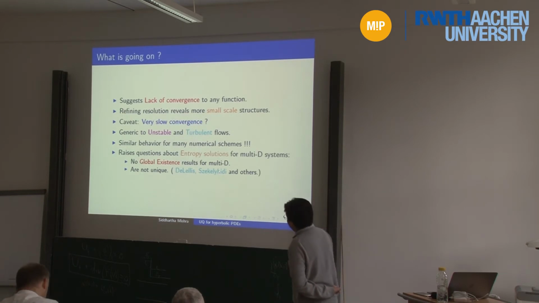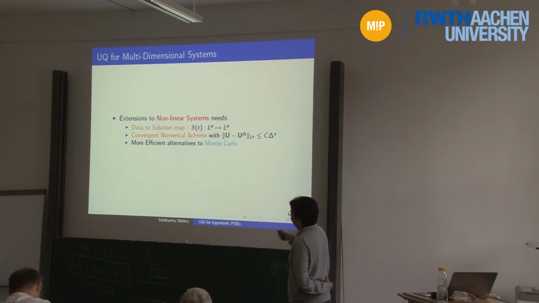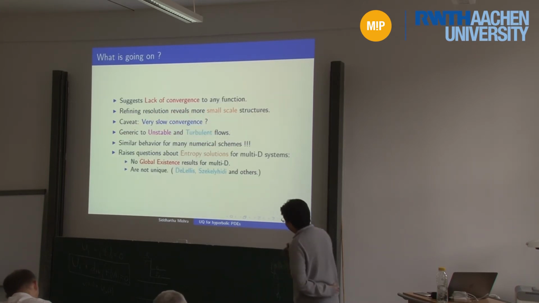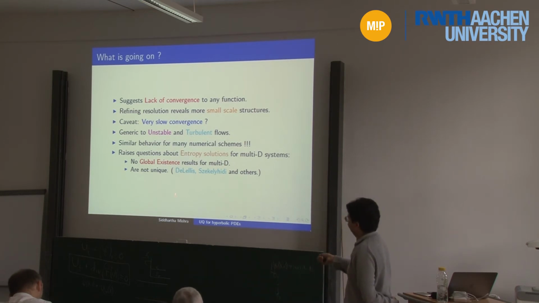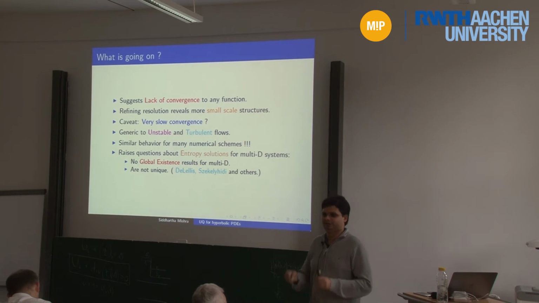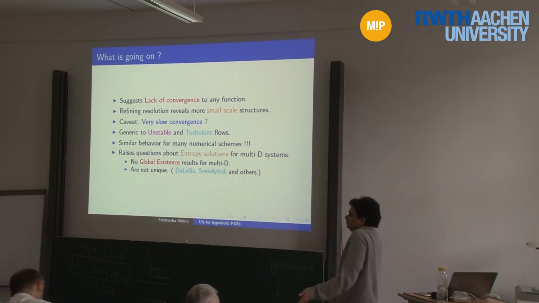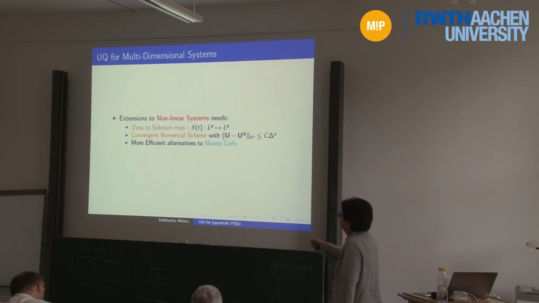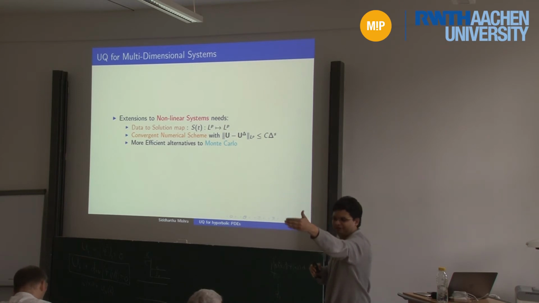And in fact, this is completely attached to the first question here, where you needed a data to solution map. A data to solution map is also not possible because we know for a fact now, for instance, due to work by De Lellis, Székelyhidi and others, that entropy solutions for multi-D systems are not going to be unique. So this is a mathematical theorem. There are examples where it is not going to be unique. So since they are not going to be unique, you cannot have a map between the solution and the data, because a map means you map an input to a fixed output, right?